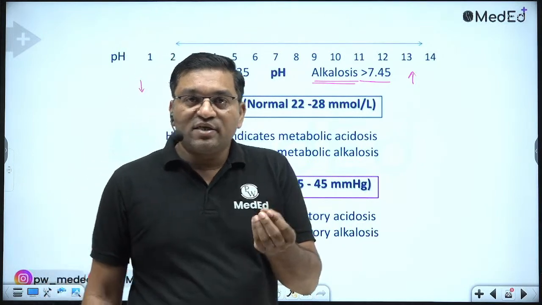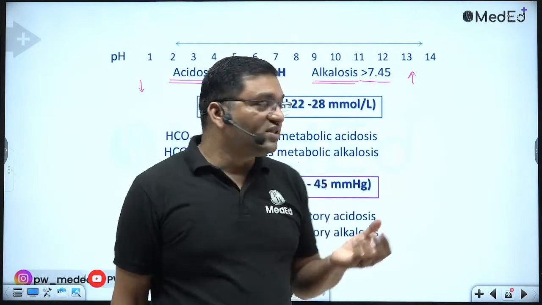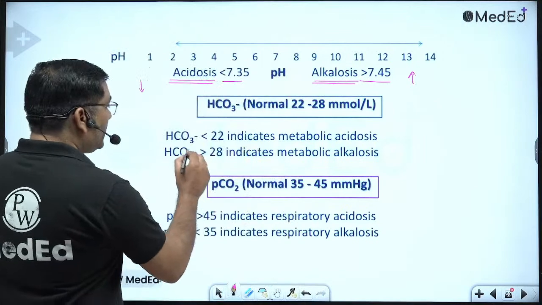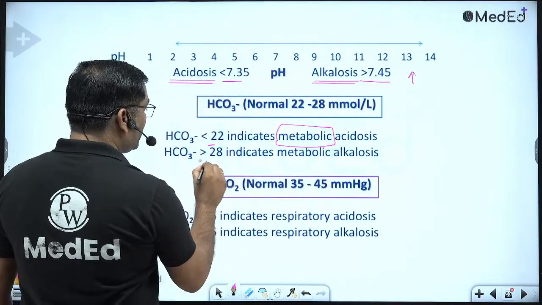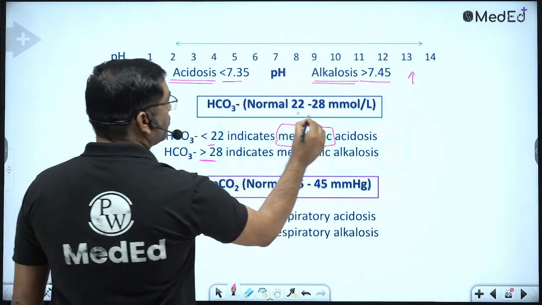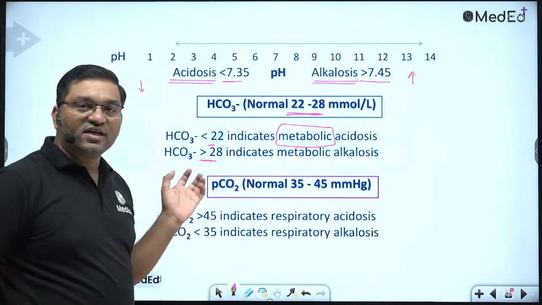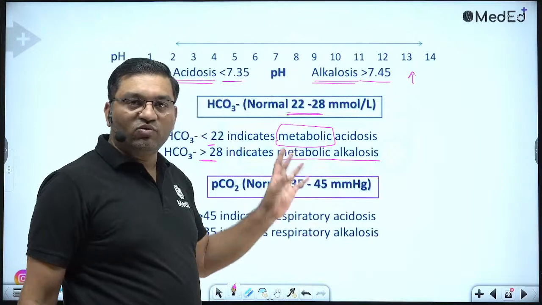Now see the bicarbonate level. Bicarbonate is the base. If base decreases, it is acidosis. If base increases, it is alkalosis. And this is the metabolic component. If bicarbonate level decreases, it indicates metabolic acidosis. Normal level is 22 to 28. If bicarbonate level increases, it means alkali reserve is increased, and that is alkalosis. So bicarbonate is the metabolic component.